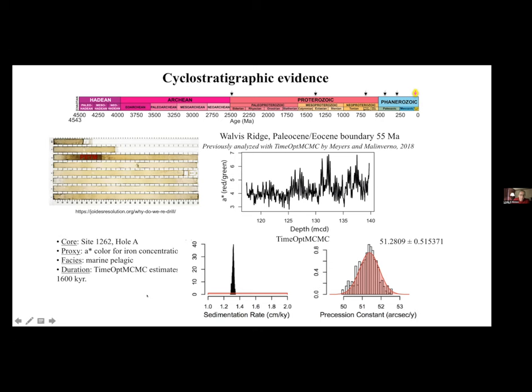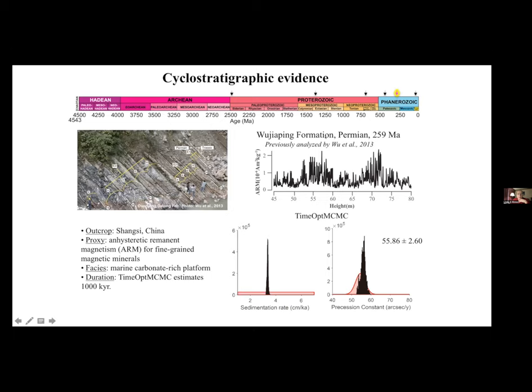This is from the Wujiaping Formation, which is Permian in age. This picture is actually from below it, but it continues up to this, and you can see the strong cyclicity. Also, the sedimentation rates are getting lower and lower until you get to the end of the Permian, so quite a dramatic slowdown in sedimentation rate. This is from Shaanxi, China, and this series here is approximately a million years long. So these are two 400,000 year cycles.